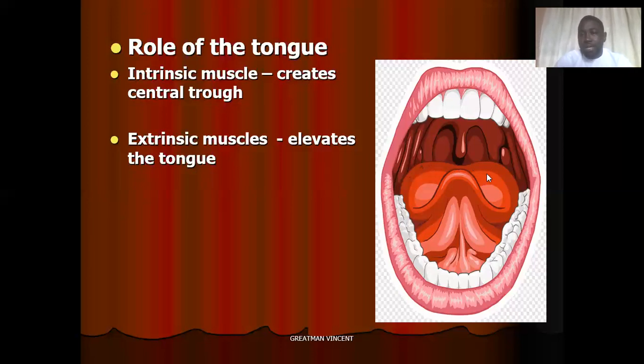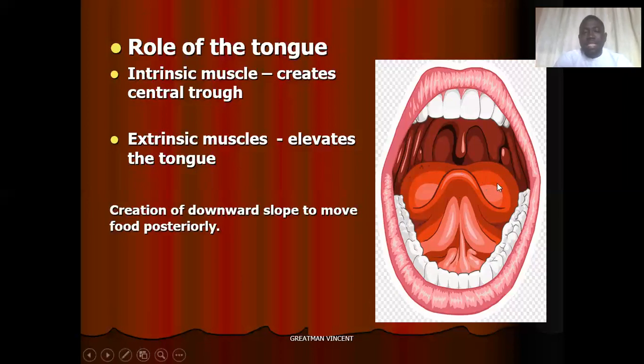And of course, if it is sour taste, some of them are found at the edges of the tongue, literally. And then we also have the intrinsic muscle elevating the tongue. So you realize that the main reason is that it will lead to the creation of a downward slope. So the food will be placed on the tongue and your tongue will be elevated. It will create a downward slope so that food can be moved posteriorly.